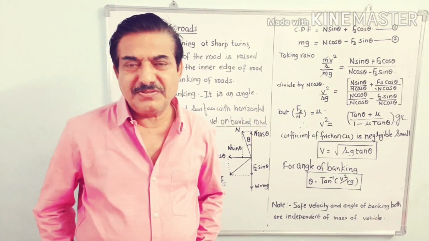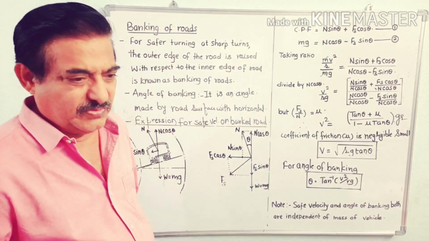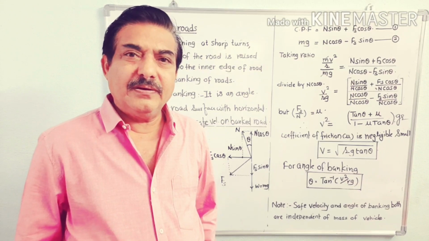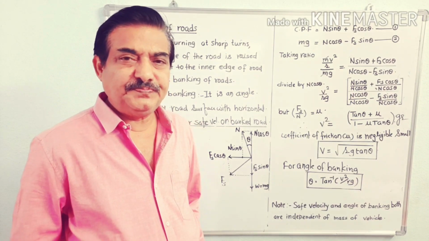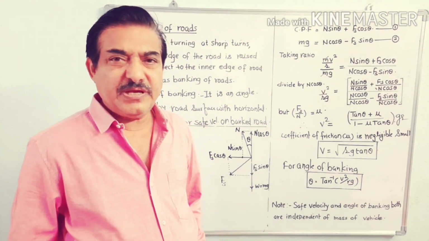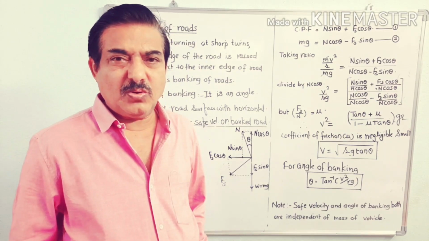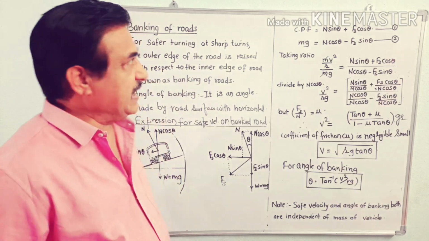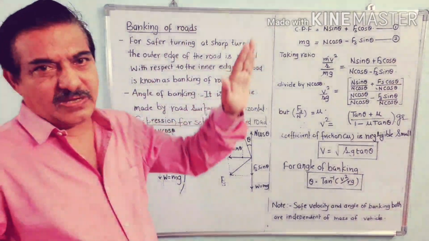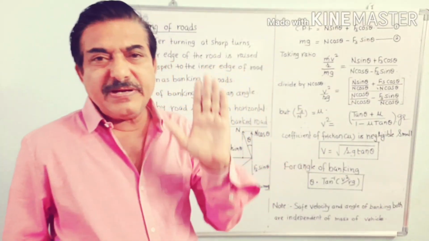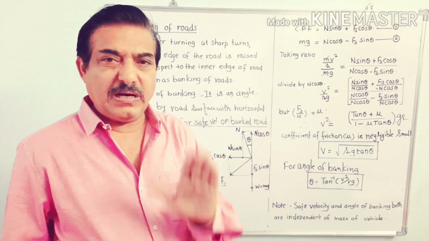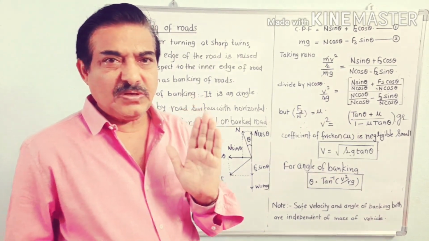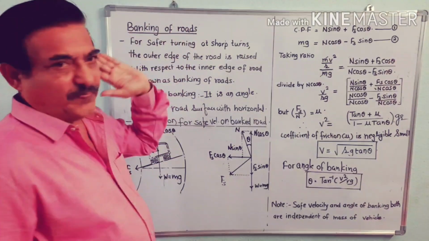Good morning, students. In the last period, we have seen unbanked roads, and we have seen the expression for the safe velocity on an unbanked road. Today, we will see the banked road. To eliminate the demerits of the unbanked road, we bank the road.